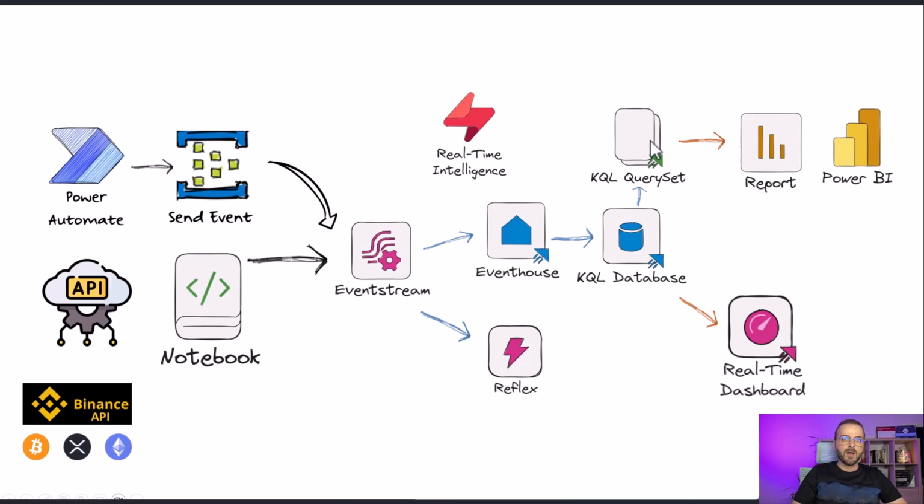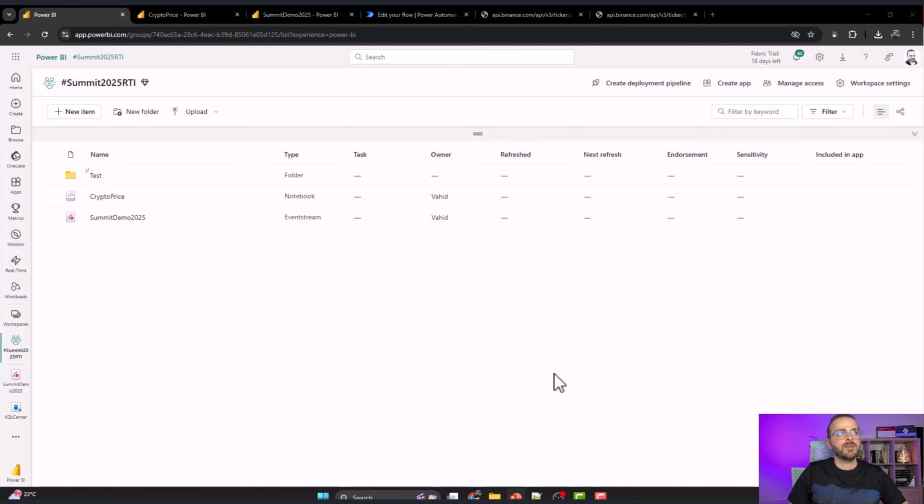and creating a report in Power BI. Also from that KQL database, I want to try to create a real-time dashboard, which is the new feature in Real-Time Intelligence. And additionally, at the end, I want to connect that to Reflex, set some condition, and then receive some notification. So let me close this one and then open the Fabric.